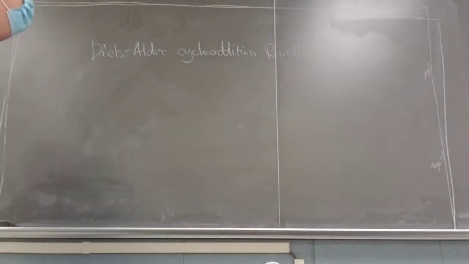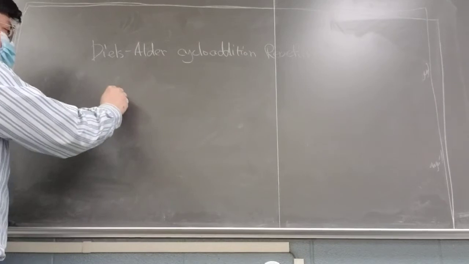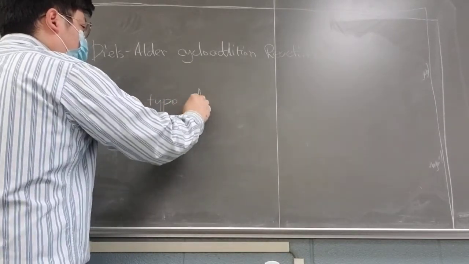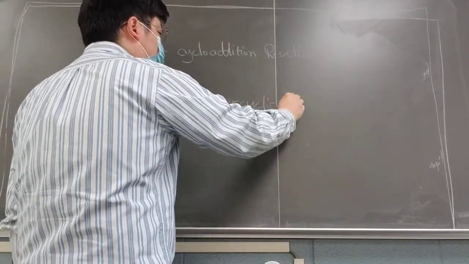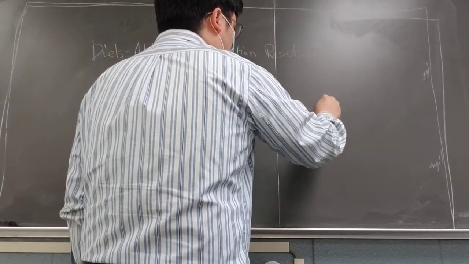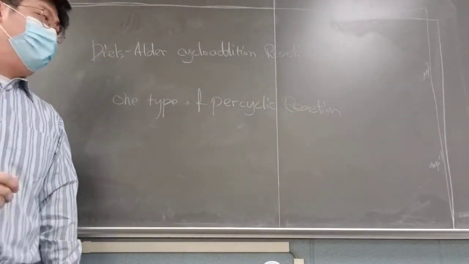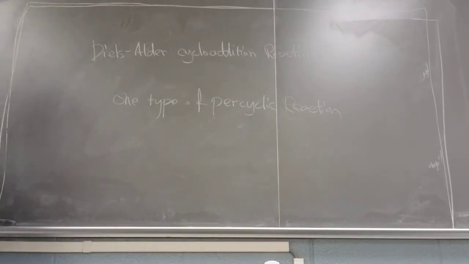So the Diels-Alder cycloaddition reaction is one type of pericyclic reaction, which will be covered in chapter 30. But obviously, we're not covering this semester actually.